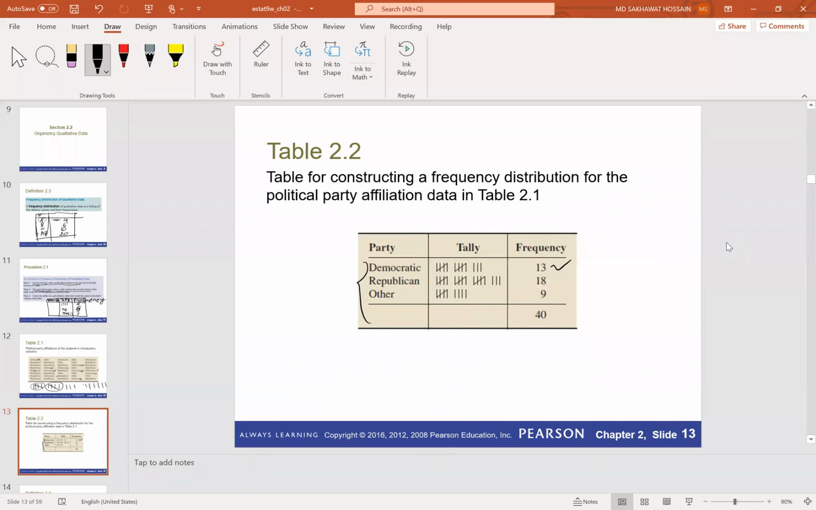Similarly for Republican, we have 5 plus 5 plus 5, 15, plus 3, 18. So we have a total of 18. And for other, we have 5 plus 4, so that's 9. So we have 40 responses in total, and out of 40 responses, we have 13 Democratic, 18 Republican and 9 others. Do you have any questions? Any questions about the frequency table? This is a tabular representation of the data. Okay, thank you.